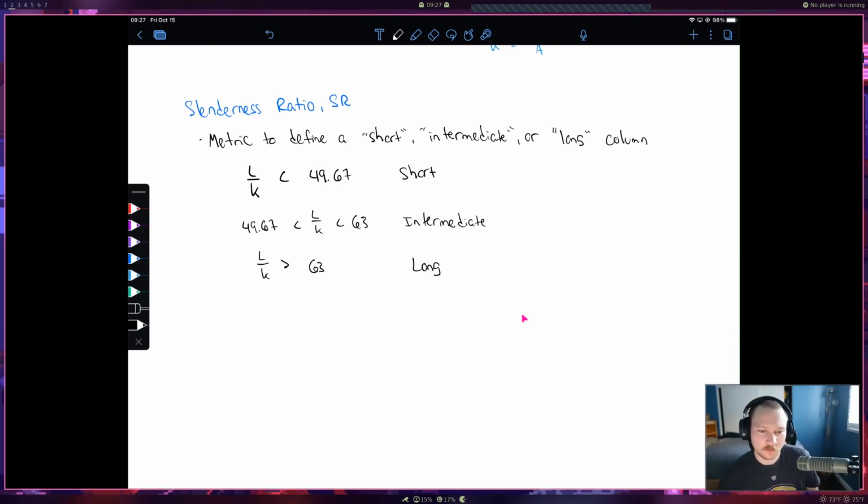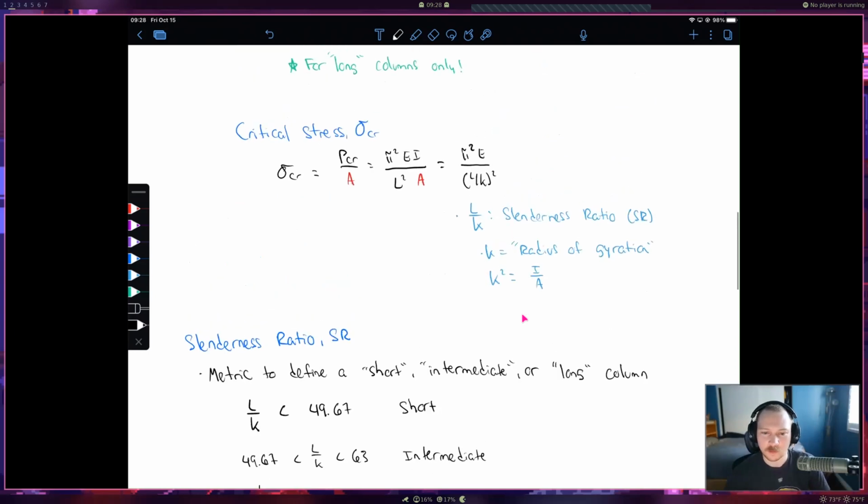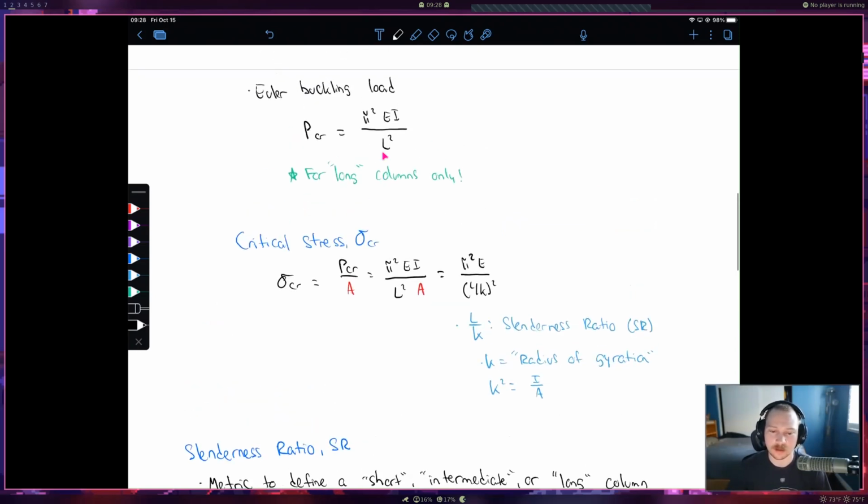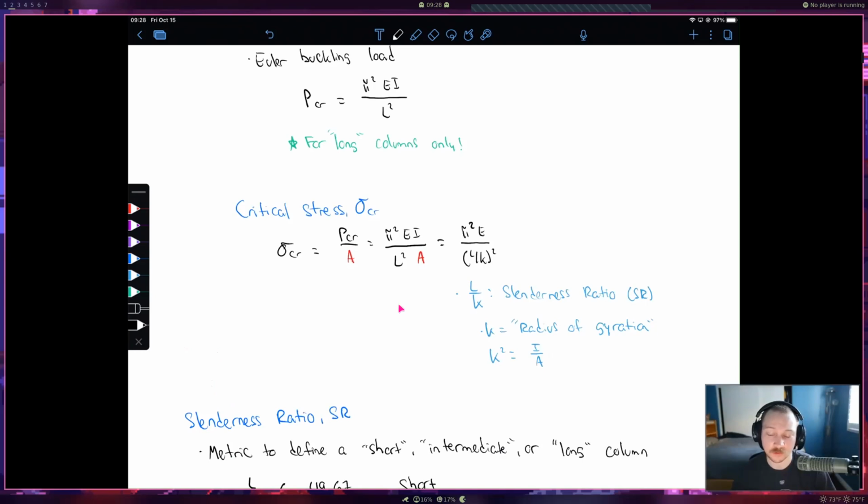Okay, so there we go. So far we're getting somewhere. We have the critical stress defined here. We can find the critical stress currently for a long column. Remember that this critical stress is derived from our Euler buckling load divided by the area, but this is only for long columns. We can solve for this critical stress, but currently it's only for long columns, and we know what a long column is now because of the slenderness ratio.